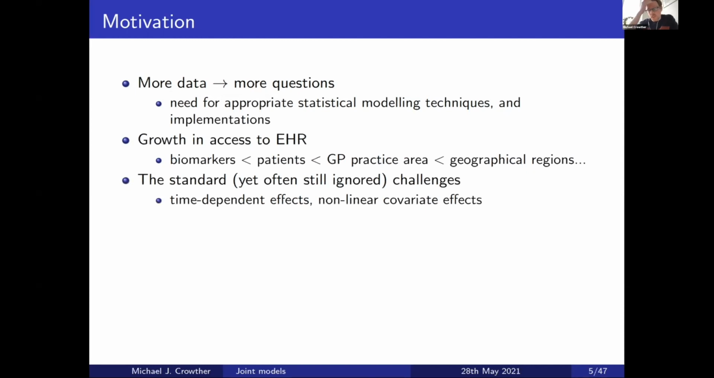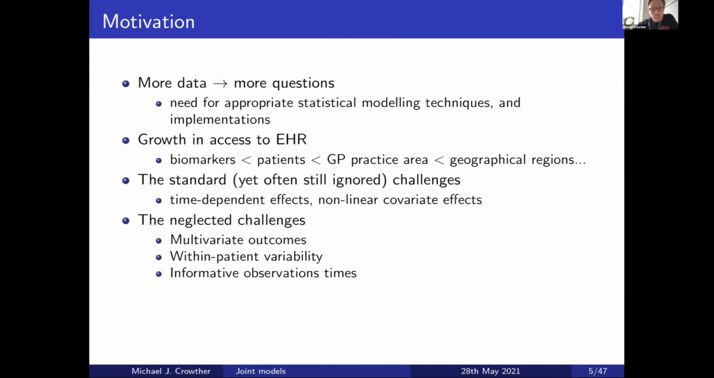Standard challenges, hopefully we're all pretty familiar with them, but they still tend to be quite often ignored. I flagged these two in particular. It will be interesting to hear from the other speakers later about a focus on fundamental assumptions, things like allowing for time-dependent effects in proportional hazards models, and allowing for nonlinear covariates: how we link our continuous biomarker to survival, allowing that to take on nonlinear structures.